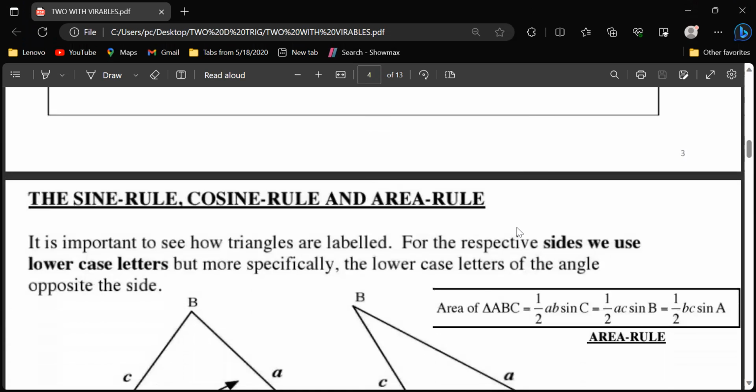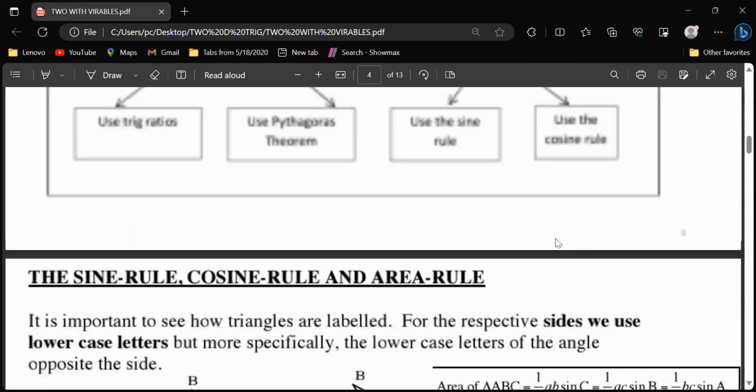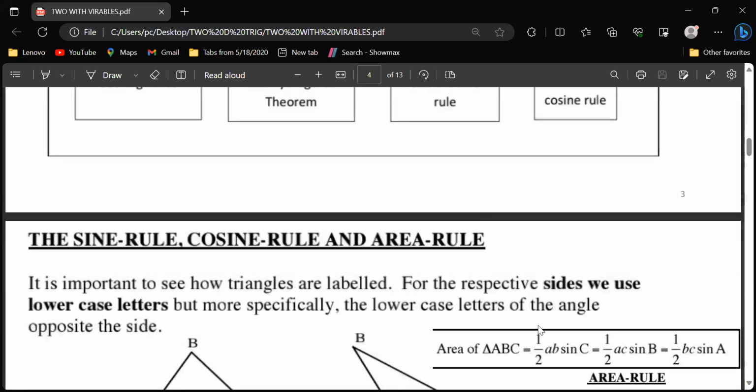Just to remind each other of some of the rules that they are talking about. Sine rule, we already used it. What else have we used? We've used the cos rule again. What else have we used? We also used the area rule.